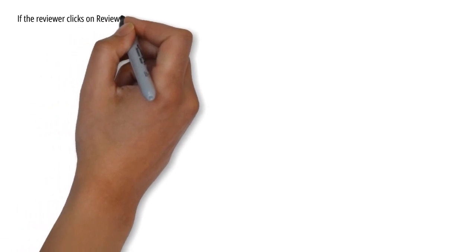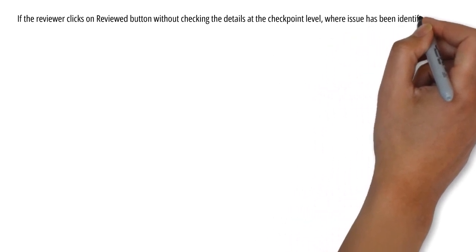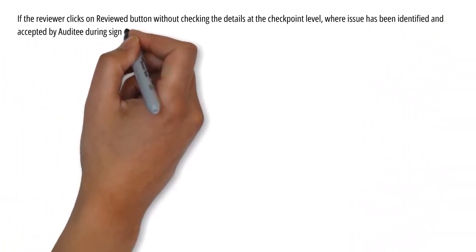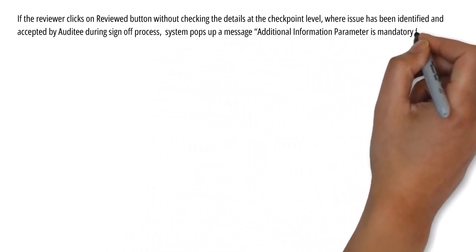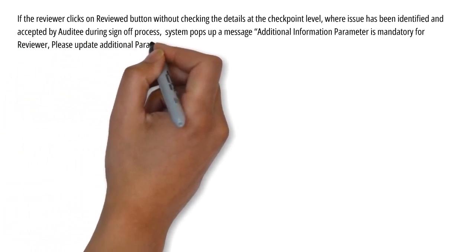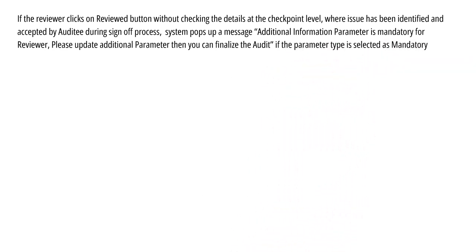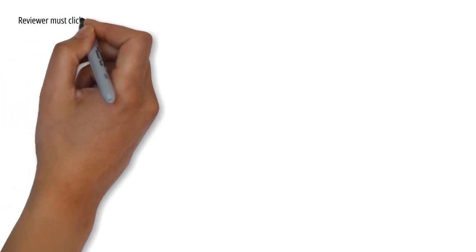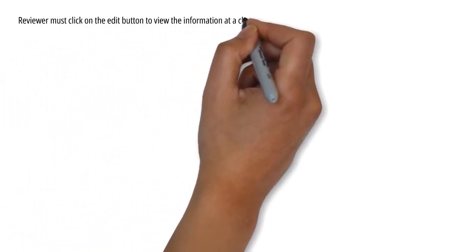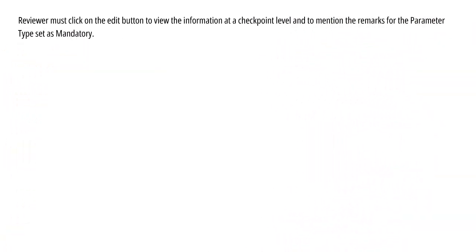If the reviewer clicks on the Reviewed button without checking the details at the checkpoint level, where an issue has been identified and accepted by Auditee during the sign-off process, the system pops up a message, additional information parameter is mandatory for reviewer. Please update additional parameter, then you can finalize the audit if the parameter type is selected as mandatory. Reviewer must click on the Edit button to view the information at a checkpoint level, and to mention the remarks for the parameter type set as mandatory.